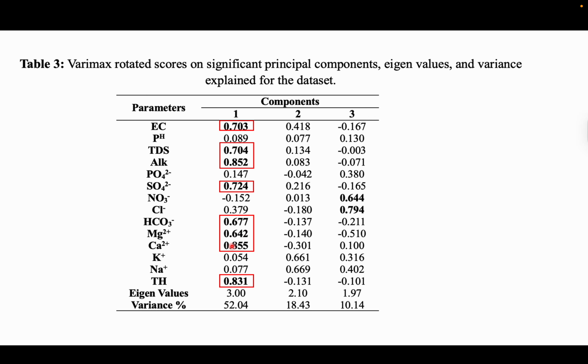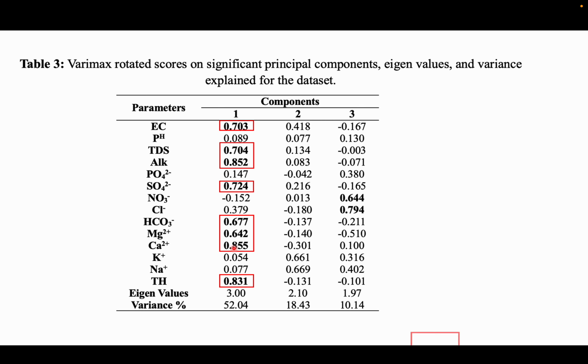If your geology is dominated by carbonate-bearing rocks, then this pattern might indicate that lithology is the dominant source of explaining these variables in multivariate space. So this is for component 1.